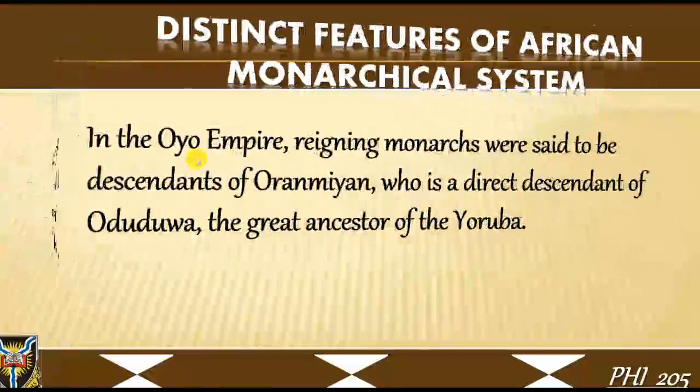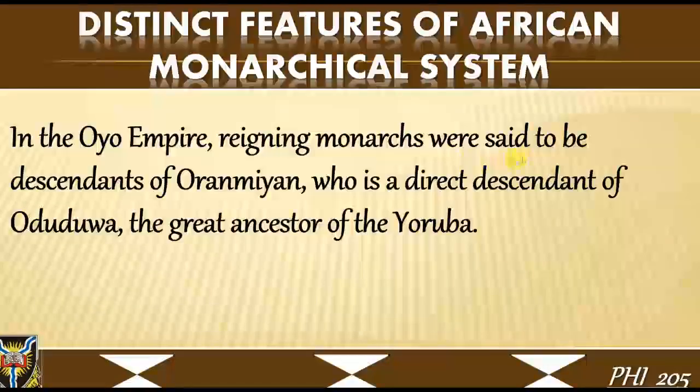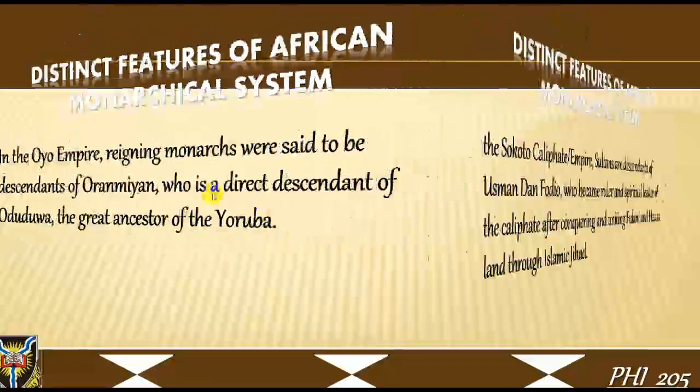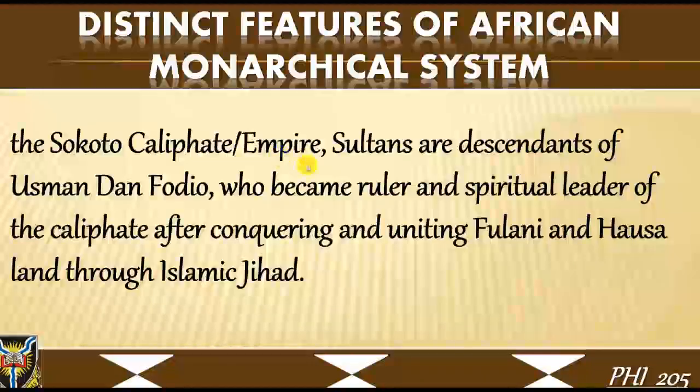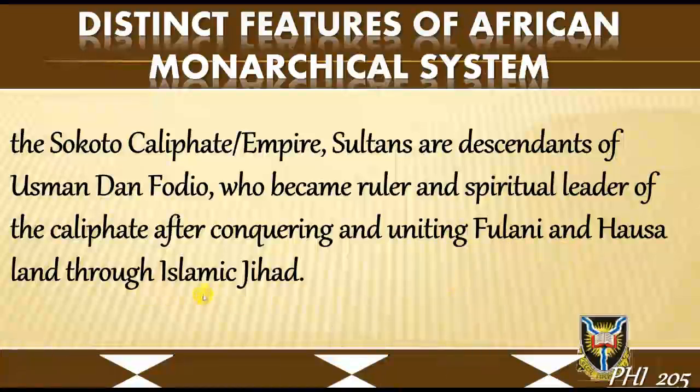In the Oyo Empire, reigning monarchs were said to be descendants of Oranmiyan, who is a direct descendant of Oduduwa, the great ancestor of the Yoruba. In the Sokoto Caliphate or Empire, sultans are descendants of Usman Dan Fodio, who became ruler and spiritual leader of the Caliphate after conquering and uniting Fulani and Hausa land through Islamic jihad.